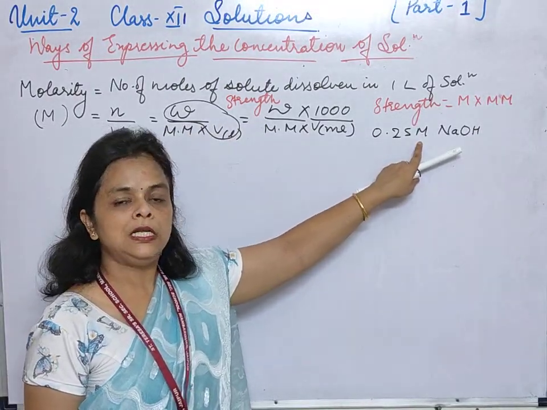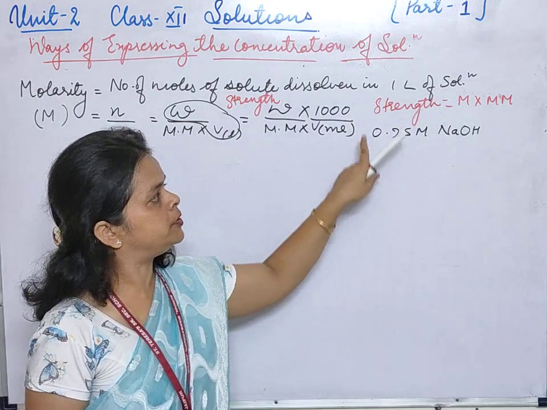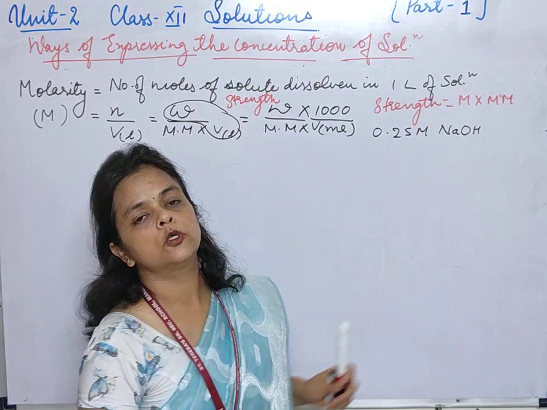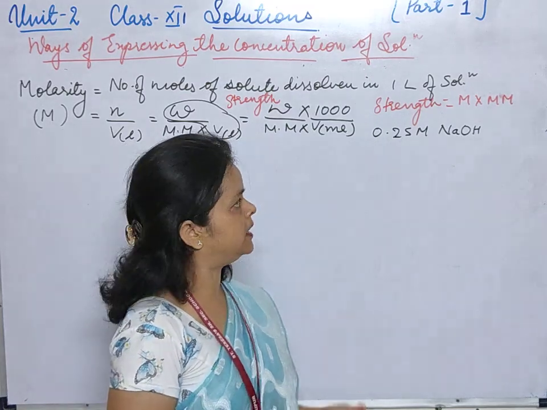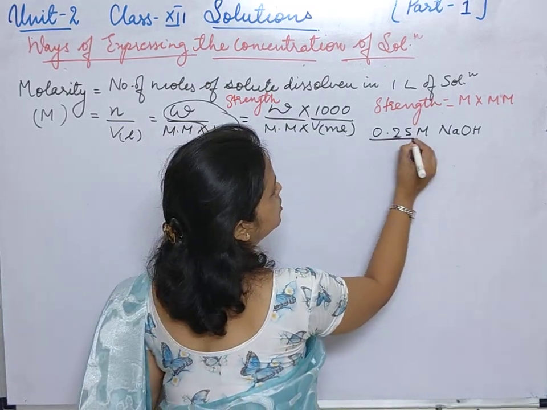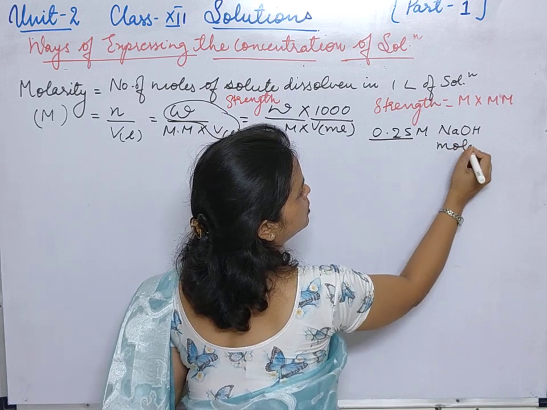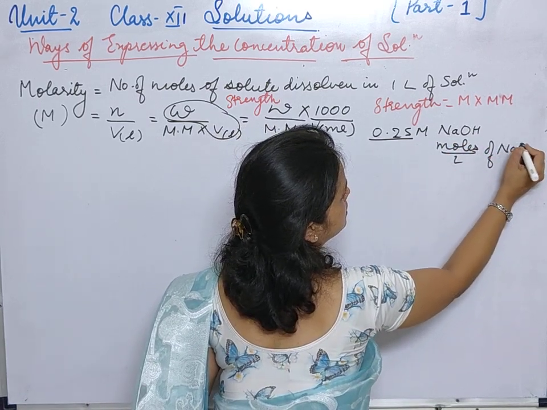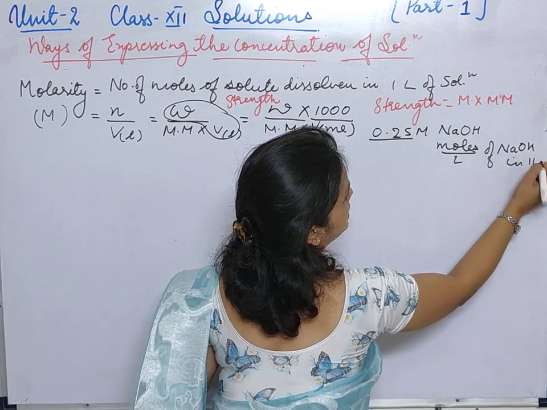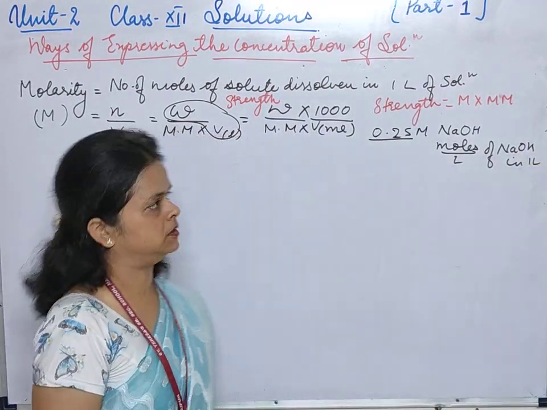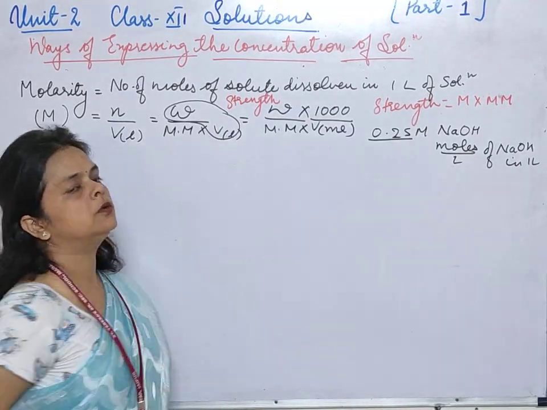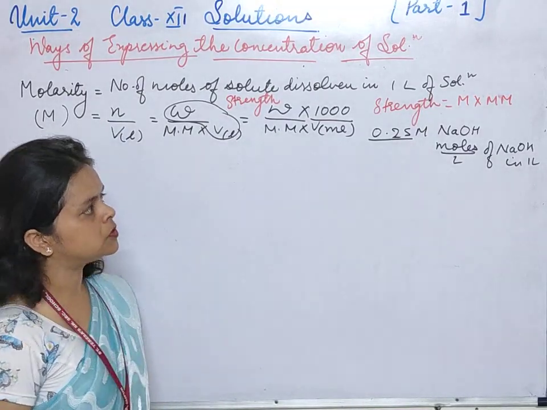0.25 moles per liter. That means 0.25 moles of NaOH is present in 1 liter of solution, and you can say 0.25 moles per liter of NaOH in 1 liter of solution. Okay, so we can use the formula in calculating the molarity of the solution.